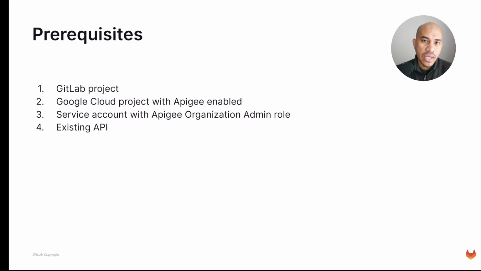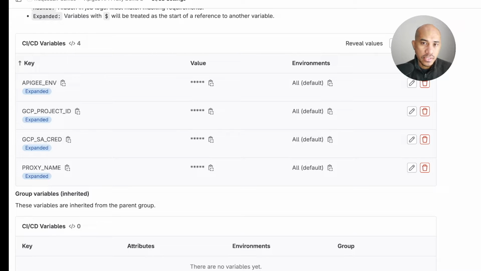For this demo, we have a few prerequisites. The first one is a GitLab project. The second is a Google Cloud project with your Apigee API enabled. Third is a service account with the Apigee organization admin role. And finally is a pre-built or pre-existing API which you will use Apigee with. Now let's head on to GitLab for the first couple of steps for the demo.